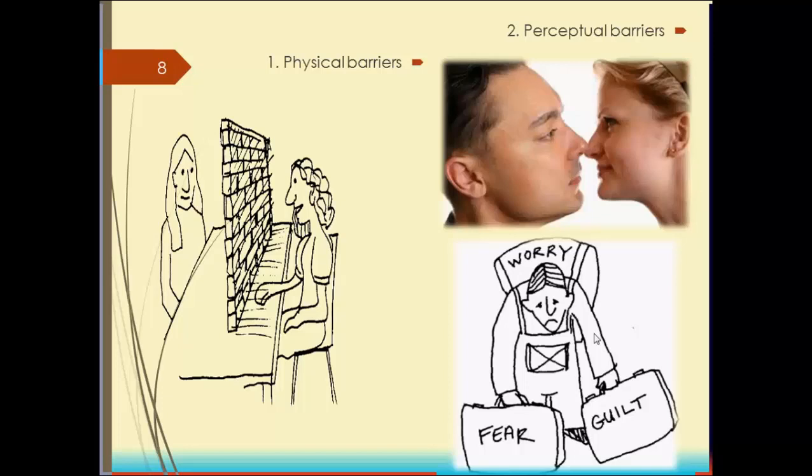And so this is perceptual barriers. I don't see any barriers in this case, but I don't know. I think everything is working well. I don't know whether they have worry, guilt, and fear. I don't see them having any of that. No guilt, no worry, no fear. Anyway, so perceptual barriers, idrak, from the word perception. Maybe you think something is right, the other person thinks it's wrong. So that's number 2.